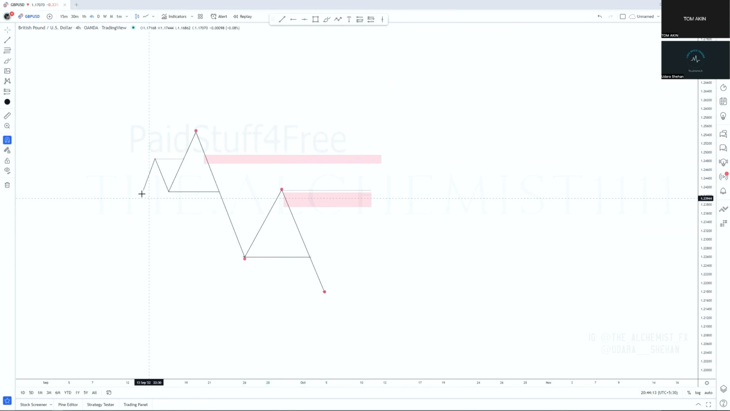What is that? That's the opening prices of the candles. Actually, it's not the opening price, it's the closing prices of the candles. The closing price of the previous candle is the opening price of the next candle, so it could be whatever. I'll show you.